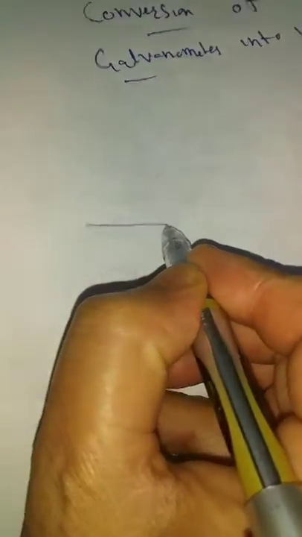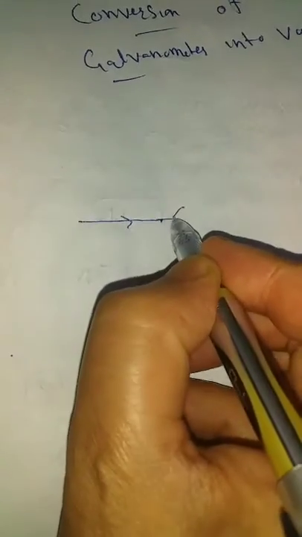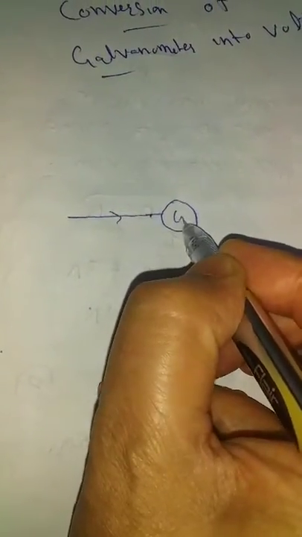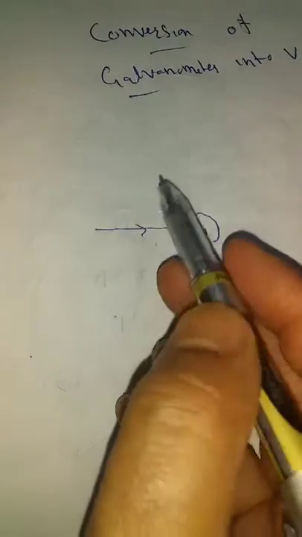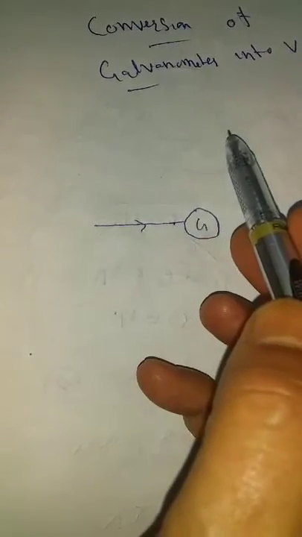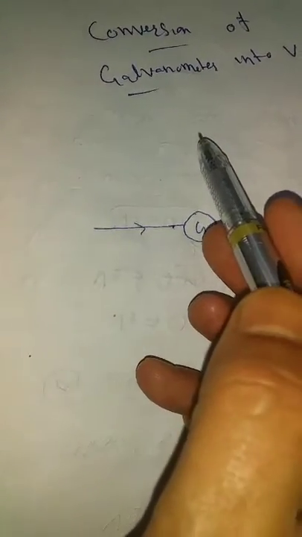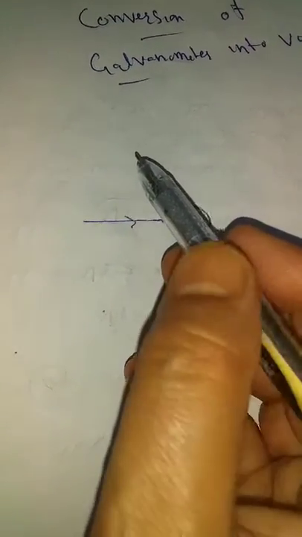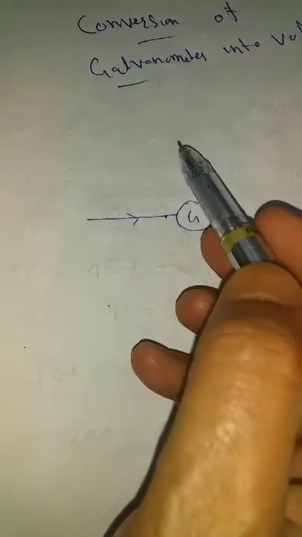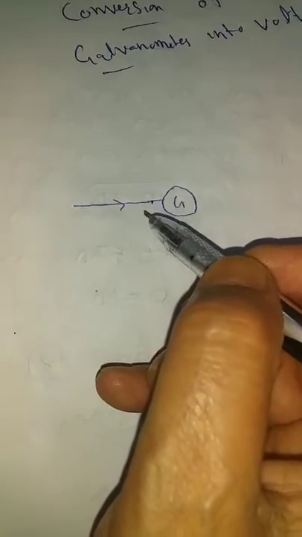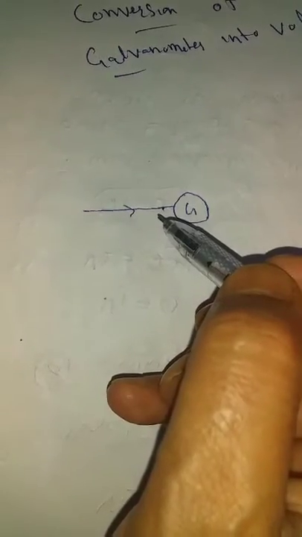First of all, suppose this is a galvanometer G. In the previous class, if you remember, we connected a small resistance, a shunt, in parallel with the galvanometer, and this becomes an ammeter. But when we convert a galvanometer into a voltmeter, a galvanometer can be converted into a voltmeter by connecting a high resistance in series.